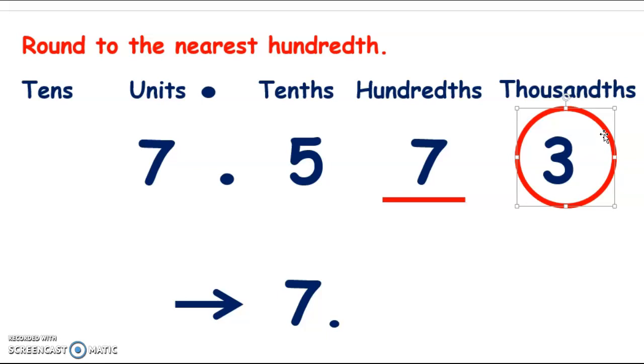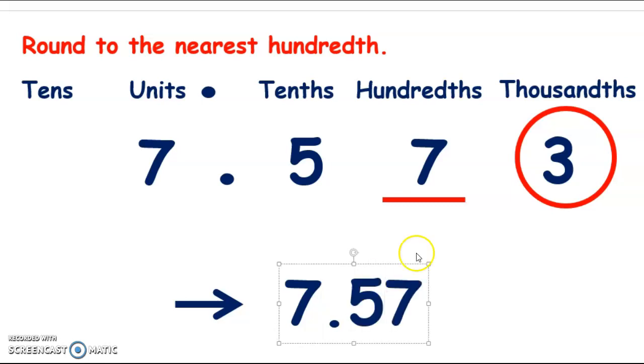Is 3 more or less than 5? We realize 3 is less than 5. The rule says if a number is 4 or less, we leave it, and the number that was underlined remains the same. Another way to see it is that 3 becomes 0. So our new answer is going to be 7.57, because 3 did not affect 7. We did not add. Good.